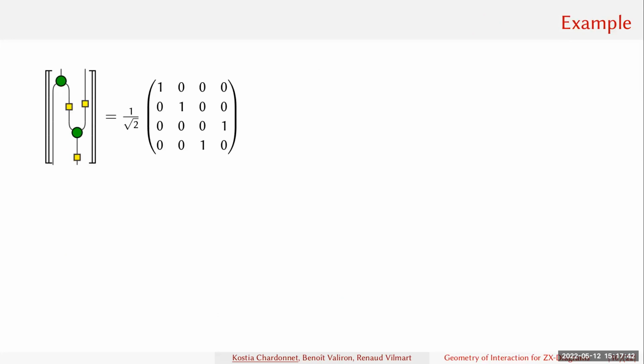We'll give a concrete example of how it works. For that, we go back to the CNOT diagram from earlier. Just remember its semantics: if you put as input the state 1, 0, you get as output 1 over square root of 2 of the state 1, 1. Having as input the state 1, 0 will be represented by giving 2 input tokens, the first in the state 1, and the second in the state 0. We'll see how these tokens rewrite, and which result we get at the end.